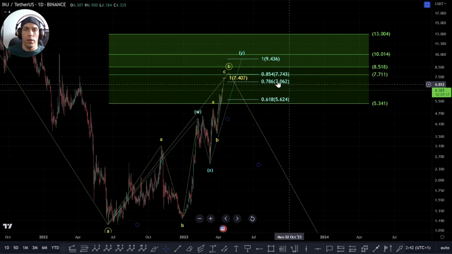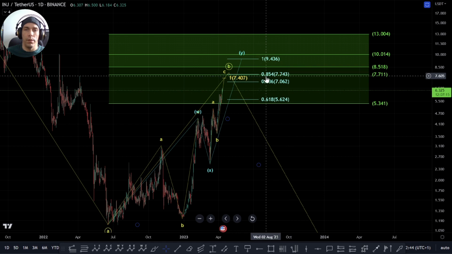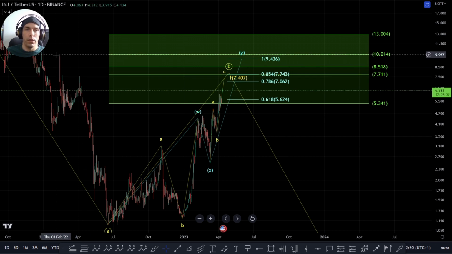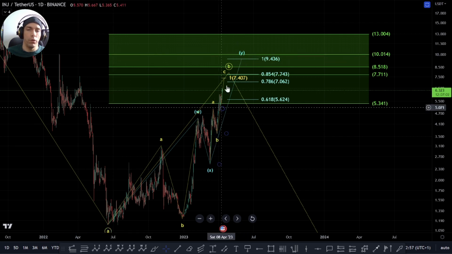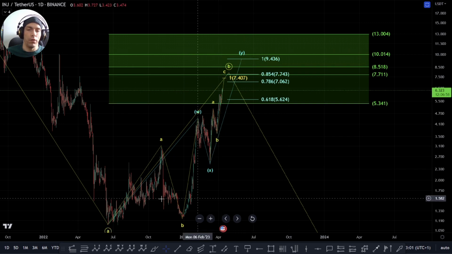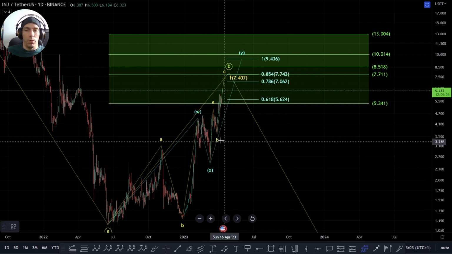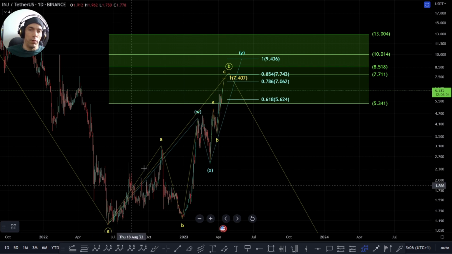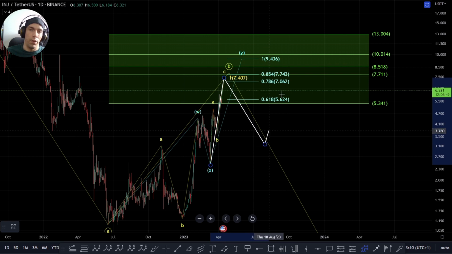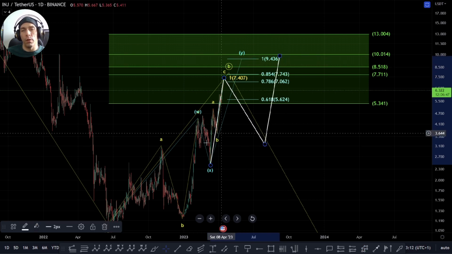Some other key interesting areas here would be the 0.854, which would be here towards this $7.71, which would also be bringing us into this swing high. This 0.702 is also quite an interesting area at this $10 range. Obviously, a very big psychological level if we do manage to get up there. Basically, I'd be keeping an eye on that as well. Potentially, if we want to look at this as a W, we could see something like this, A, B, and then C, and then look to push up into these zones.